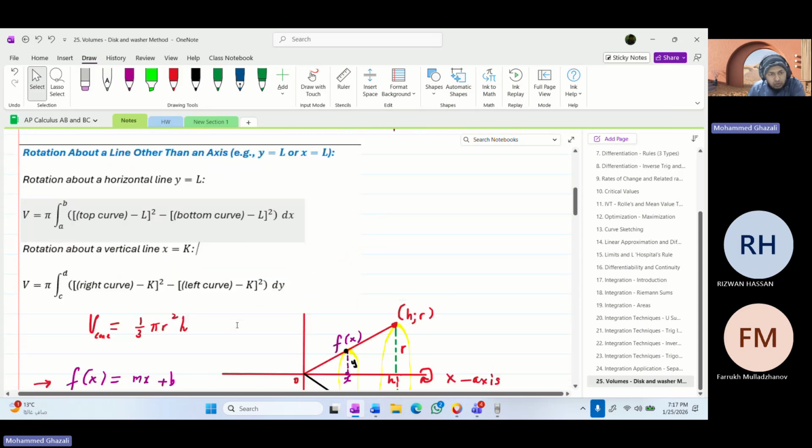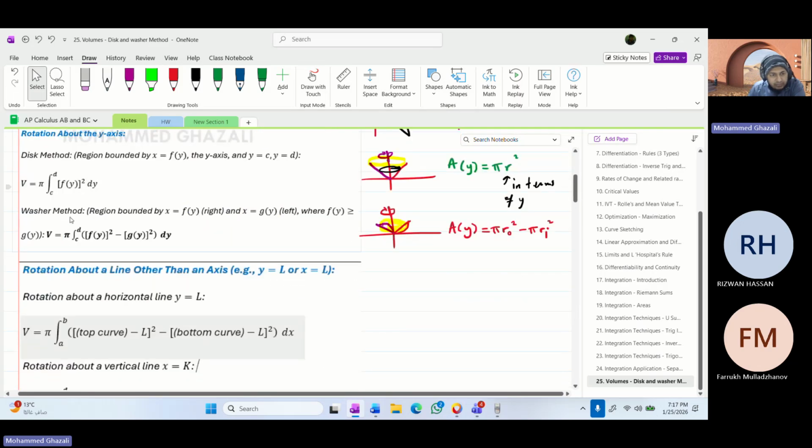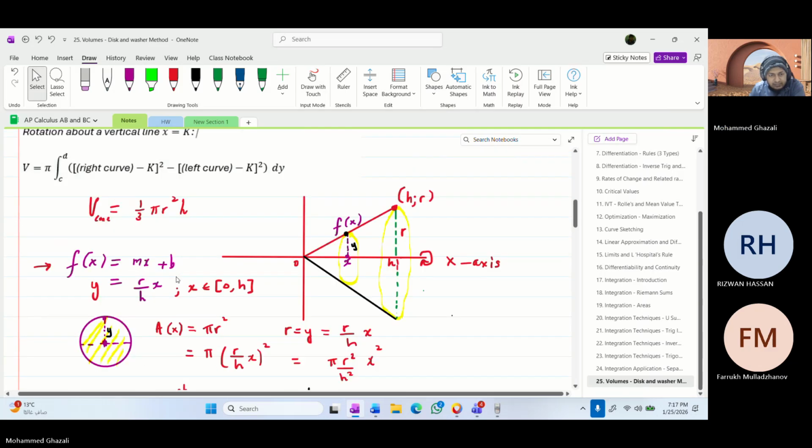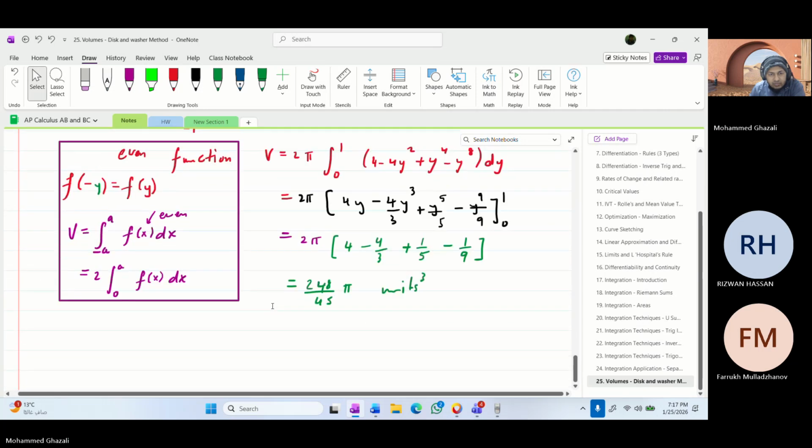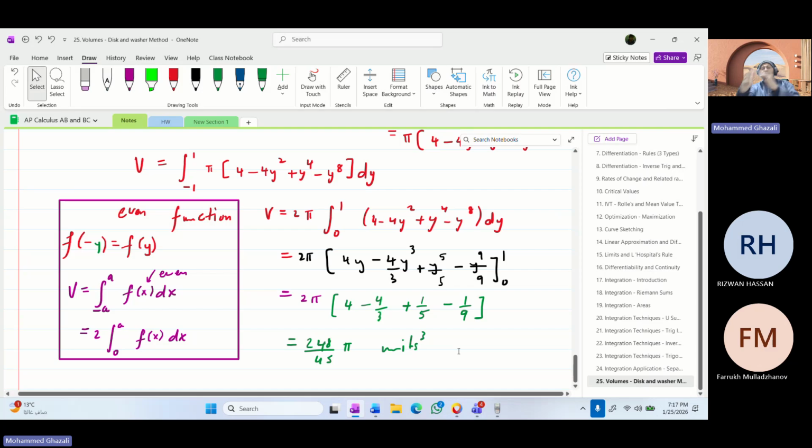And if you go to your notes, remember what I put here? Washer method, region bounded by x equals f of y and g of y. So that's a left and that's a right. You're going to take the right function minus the left function, square, put the pi outside. So it's like using bigger circle minus smaller circle with a pi, right? The same thing. I don't like to use the formula, just use this. All right, guys. Very nice.